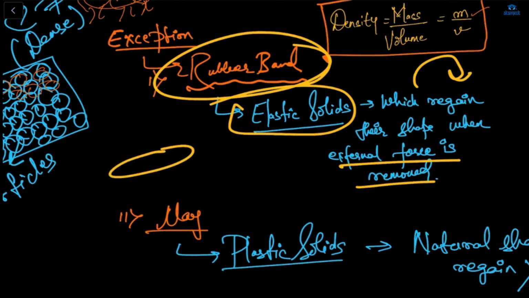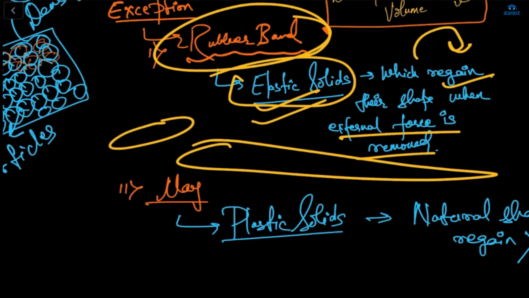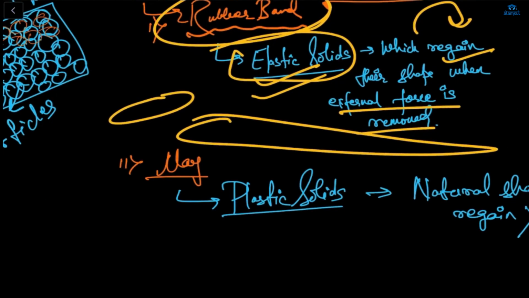ठीक है, जैसे ये मान लो एक रबर है, अब इसको हम लोग stretch करें. If I am stretching this rubber, and if I remove the external force applied by myself, what happened? It regained the shape when the external force was removed. So this is known as elastic solids. ठीक है, जो अपने shape में वापस आ जाए, if the external force is not applied, that is known as elastic solids. Now, what are the plastic solids?